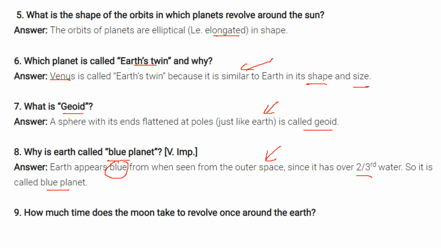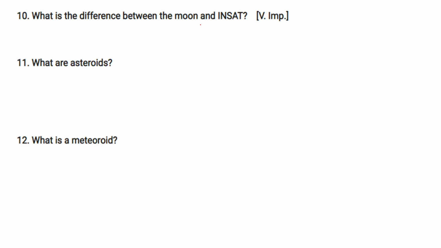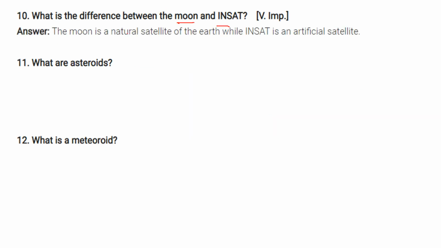How much time does the moon take to revolve once around the Earth? So the moon takes approximately 27 days to revolve once around the Earth. What is the difference between moon and INSAT? So the moon is a natural satellite, but the INSAT is an artificial satellite.